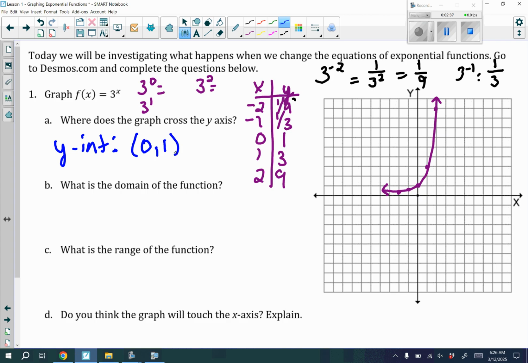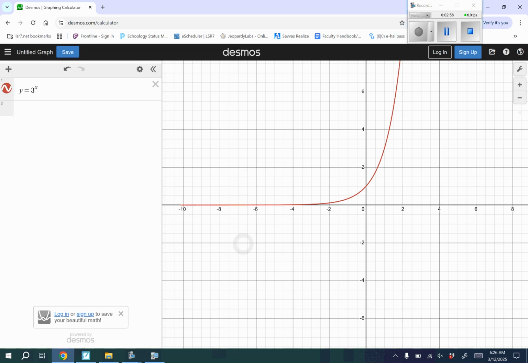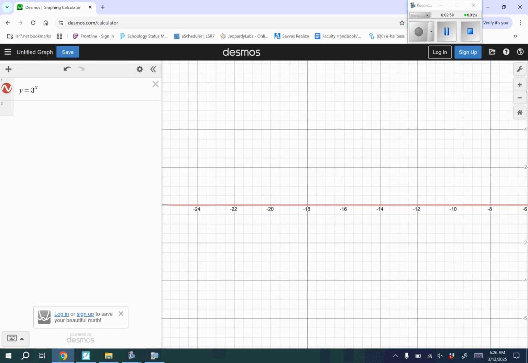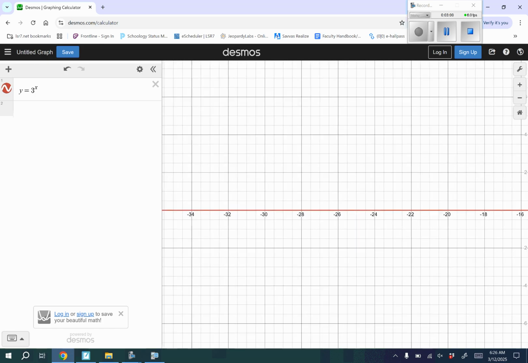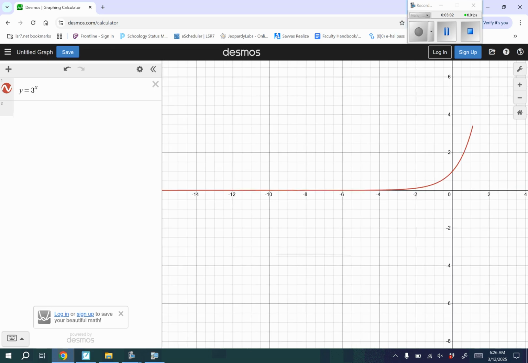Okay, what is the domain? Now notice we have an arrow that is going to the left, so that definitely means we go to -infinity. Now you may be wondering, well, this arrow is going up, but remember, as it's going up, it is also going to the right. So we go to +infinity. Now let's talk about the range here. When we look at our Desmos, notice that it basically just hovers above this x-axis and it never goes below it, okay?